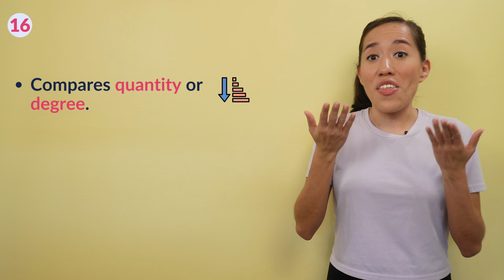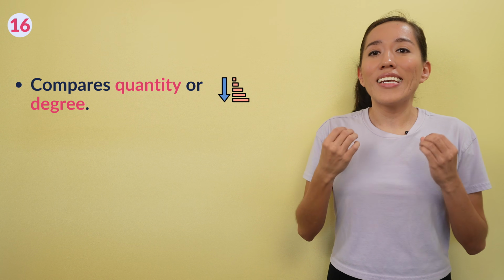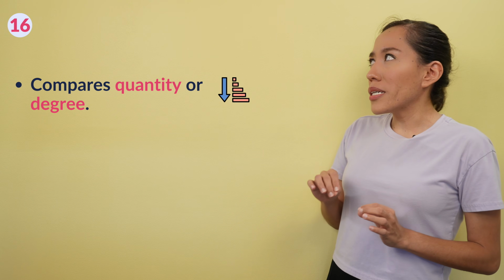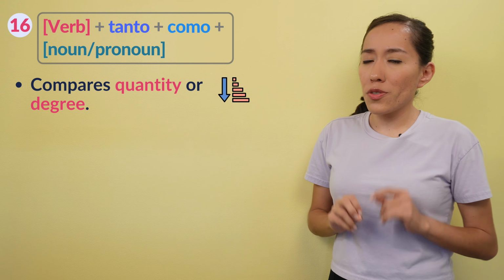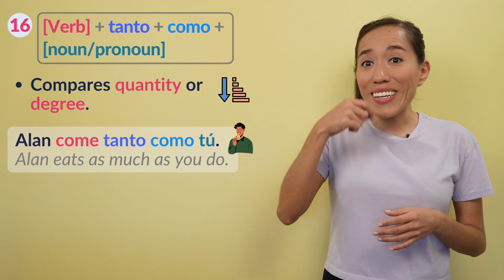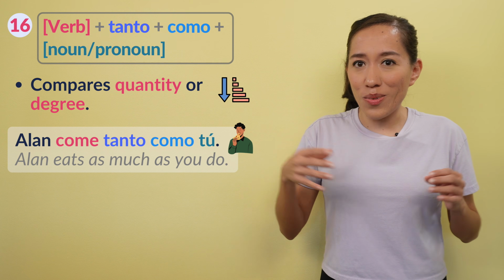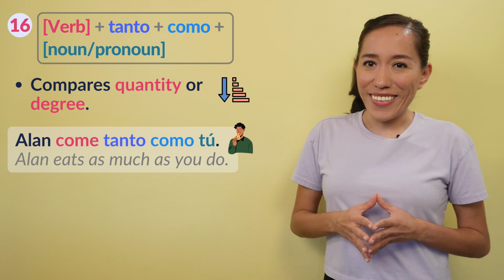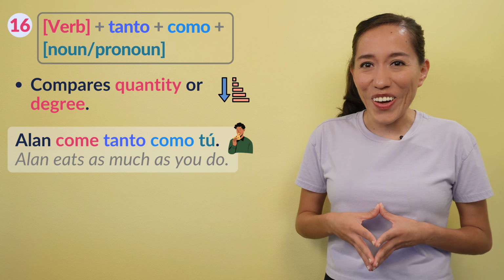Con las comparaciones también podemos comparar la cantidad de cosas, pero también la intensidad de una acción. In this case, we need to make some minor adjustments to the formula. Check the difference. Alan come tanto como tú. Over here, we're measuring how much you guys eat. Ay, guys, you eat a lot.